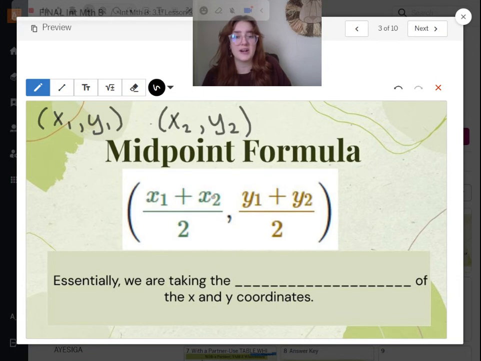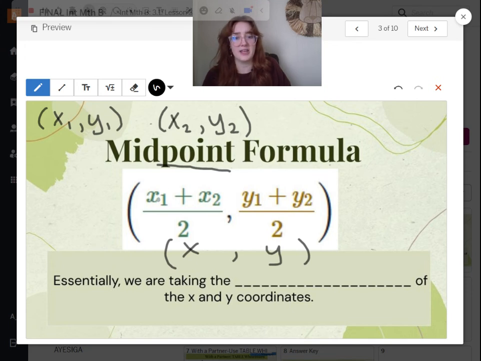So what we're doing is we're adding both x values from these 2 separate coordinates, and we're going to divide them by 2. It's kind of a weird thing, but this is the midpoint formula, the midpoint, mid meaning middle, middle point, middle coordinate. Notice that this formula is in parentheses with a comma. So this is going to give us an x and y value. It's going to give us a coordinate.